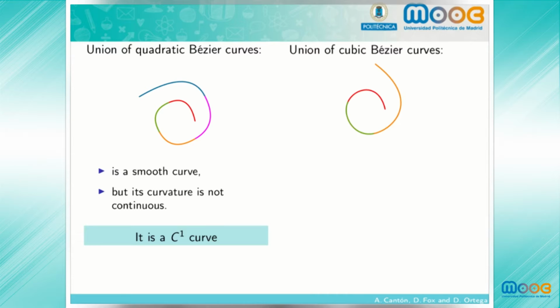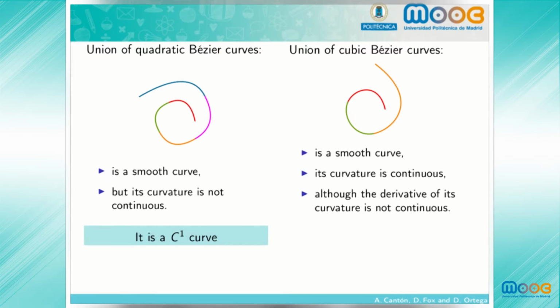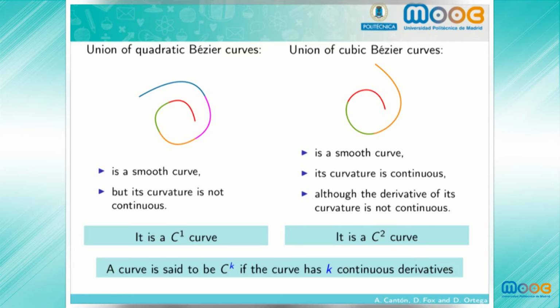Also, from the previous examples, we can see that the union of cubic Bezier curves is a smooth curve, it has no corners, it is very round, that means its curvature is continuous, but in this case, the derivative of its curvature is not continuous. This is what we call a C2 curve. In general, a curve is said to be Ck if the curve has k continuous derivatives.